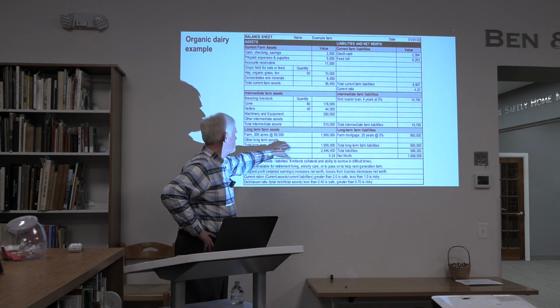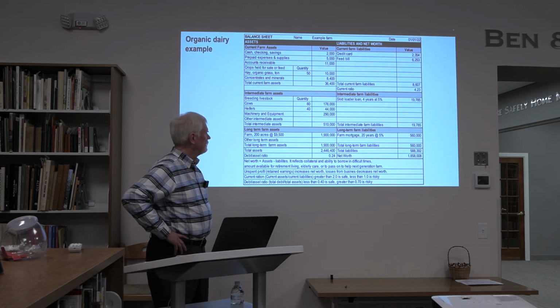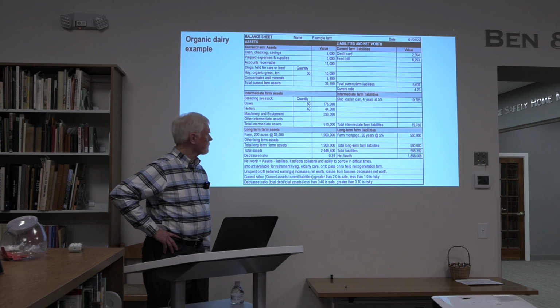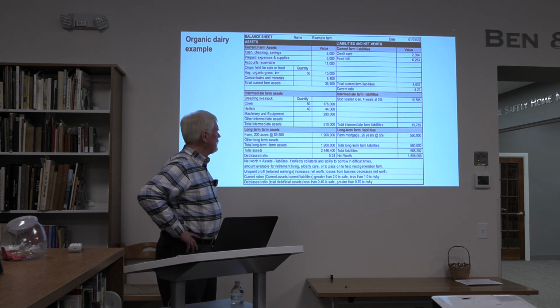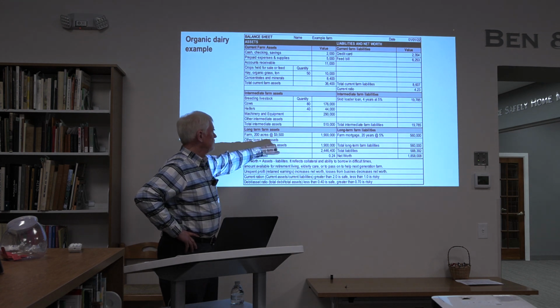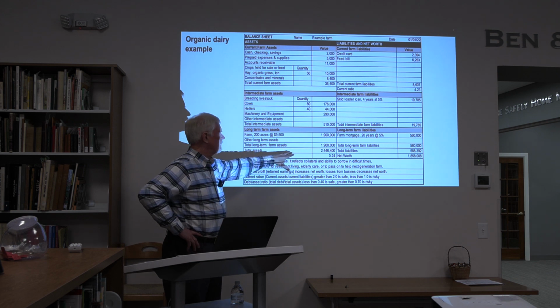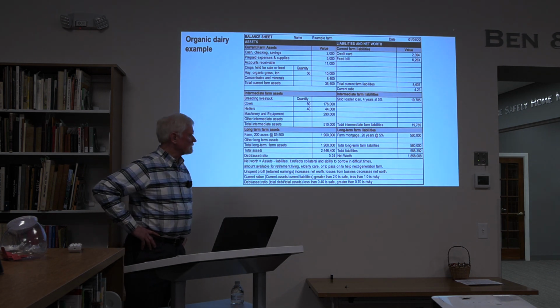And then long-term assets: the farm, the property, the house. And in this case, 200 acres, $9,500 an acre. So we have our total assets.